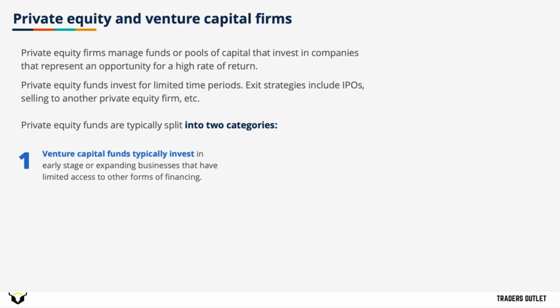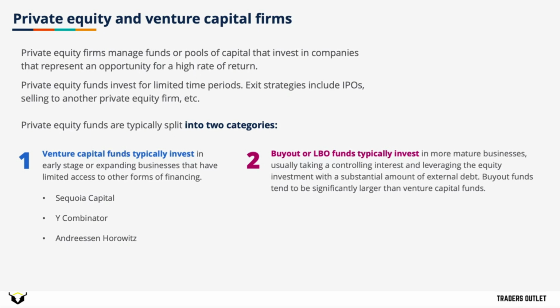There are generally two types of private equity. The first is venture capital, which is the early stage, high growth, high risk businesses. Examples of venture capital firms include Sequoia Capital, Y Combinator, and Andreessen Horowitz, just to name a few of the more commonly known ones. And then the other category is buyout firms.